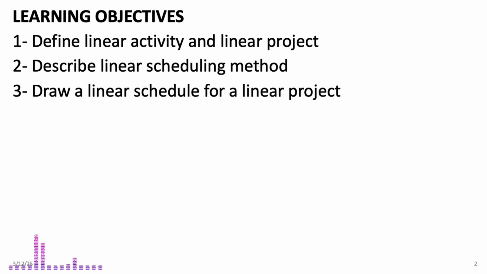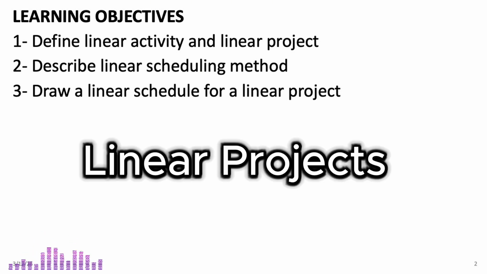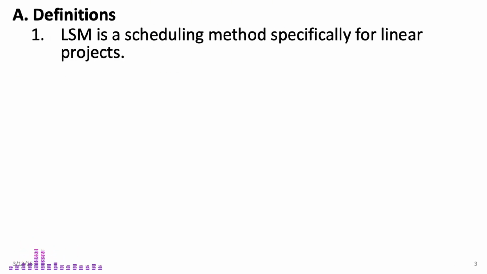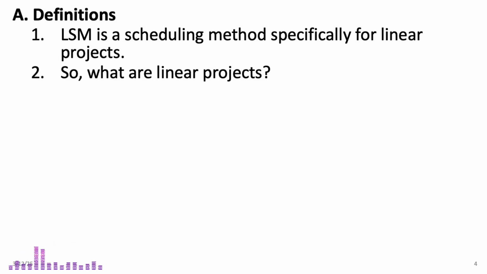In this video, we'll focus specifically on the first objective, defining linear activities and linear projects. The other two objectives will be covered in the next videos. Well, linear scheduling method, LSM, is a scheduling technique specifically designed for linear projects. These types of projects have unique characteristics that make traditional methods like Gantt charts and precedence networks less effective for managing them. Now let's talk more about linear construction projects.